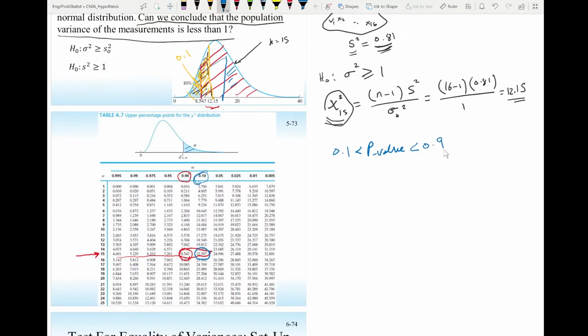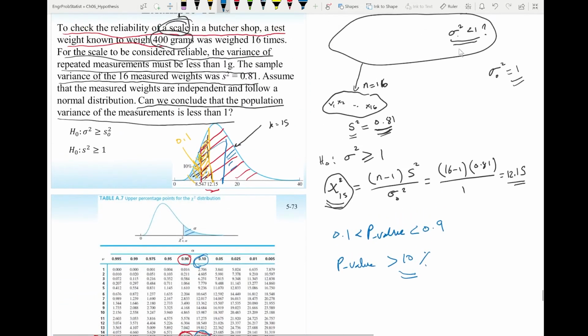Since the p-value is larger than 10%, there is no strong evidence to reject the null hypothesis, which means the variance of measurement by this scale is not less than 1, and the scale needs to be calibrated. Bottom line, we cannot conclude that the scale is reliable.